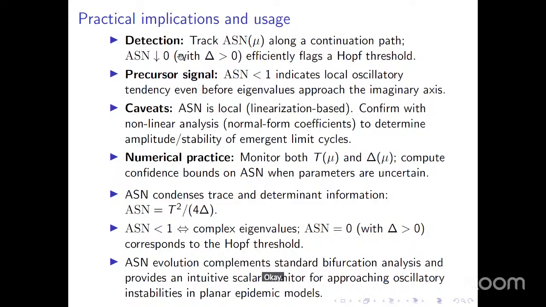Okay, so for detection, we track this value, the orthogonal strength number, along a continuation path. So the strength number decreases if the determinant is greater than 0, efficiently flagging the Hopf threshold. And then also we have precursor signal and caveats. What I can mention here is that the orthogonal strength number evolution complements the standard bifurcation analysis and provides an intuitive scalar monitor for approaching oscillatory instabilities in planar and epidemic models.